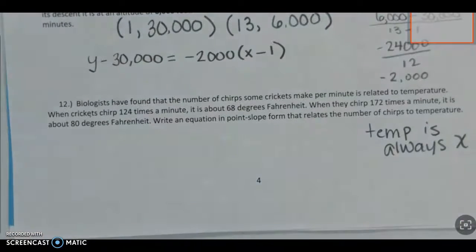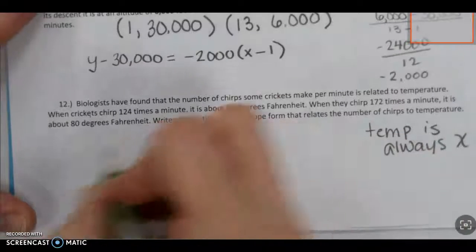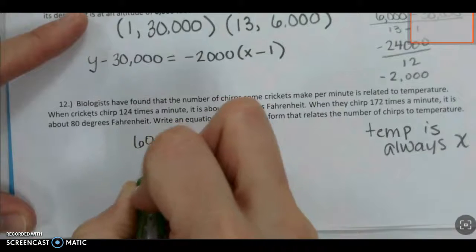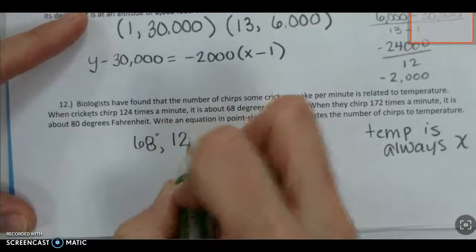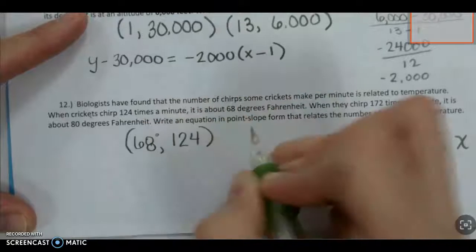Unless it's talking about temperature over time. Okay? Then the temperature does depend on the time of day. So time trumps temperature in X, but in this case, the temperature is 68 degrees regardless of how many times the crickets are going to chirp. Okay? If I am a cricket and I chirp 100 more times, does that mean the temperature is going to go up? No. A cricket can't make the temperature change. Okay? So 68 degrees is going to be our X, and then the 124 times that it chirps is going to be the Y.